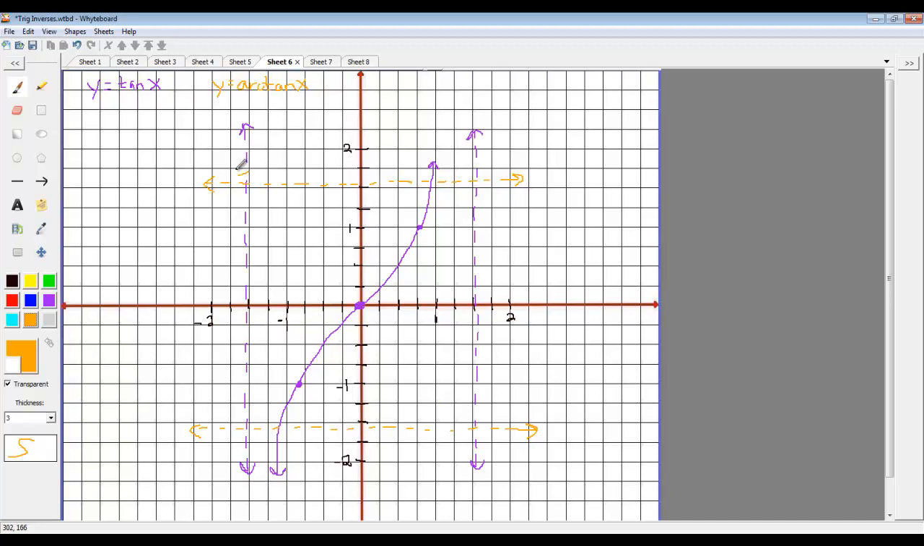And then instead of having negative 0.79 comma negative 1 like I did here, I'm going to have negative 1 comma negative 0.79. And instead of having 0.79 comma 1 like I did there, I'm going to have 1 comma 0.79. And my curve's going to end up going like this.